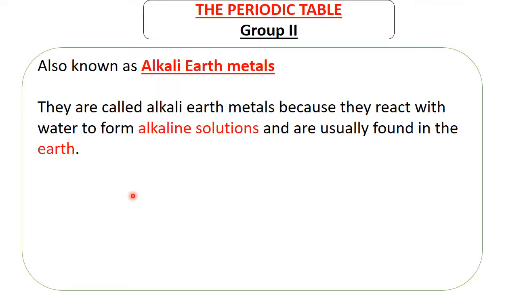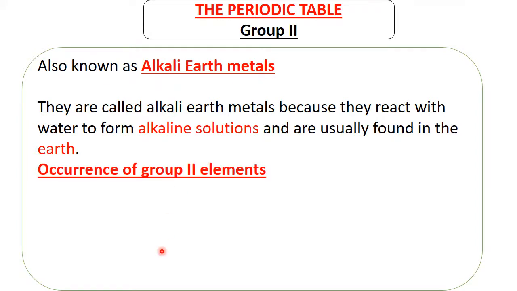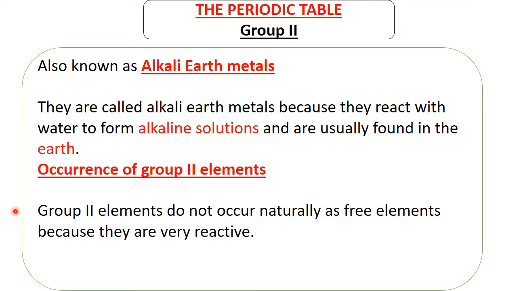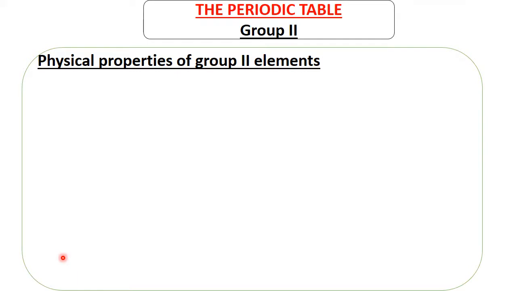With that being said, they are found on the earth. That's where they're naturally found, because they are very reactive, so they react with whatever they come into contact with. So that's why the name alkaline earth metals. So just an emphasis, occurrence of group 2 elements: group 2 elements do not occur naturally as free elements because they are very reactive, which is what I'm saying. So let's take a look at some physical properties of group 2 elements.